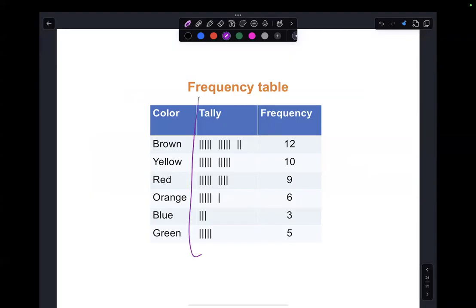You don't need this right here in your frequency table. You don't need that. This was just me doing it. It's okay if you put it in there, but you don't need it.